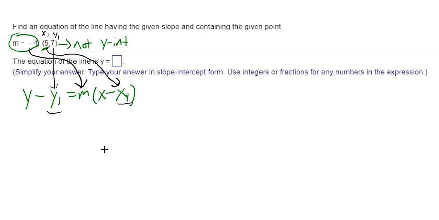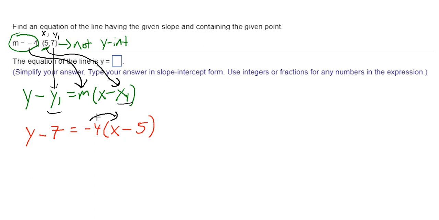And once you get all these numbers plugged in, you have your equation right away. That's the equation of the line. But the unfortunate thing is it's not in the right form. So we'll have to simplify it. So we'll have y minus y1, which is 7, equals m, which is negative 4, times x minus x1, which is 5. And that's the equation of the line that we're looking for. But let's go ahead and simplify it.